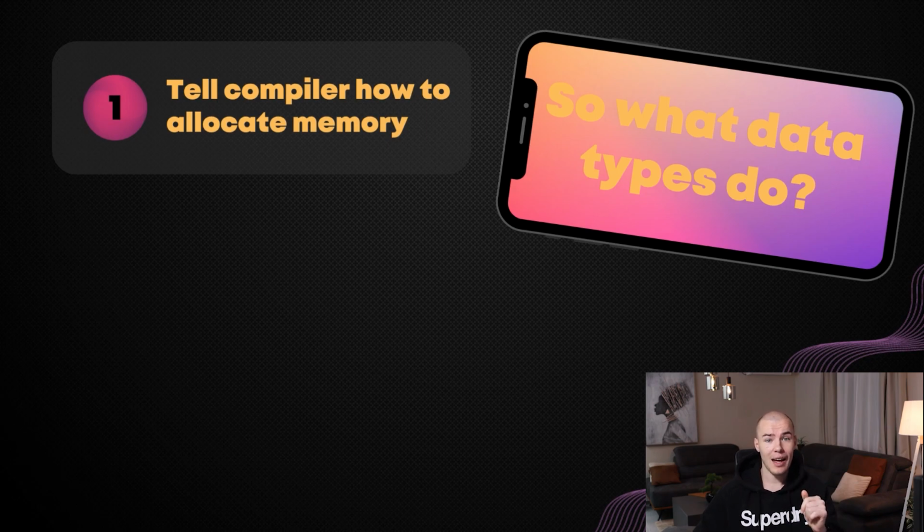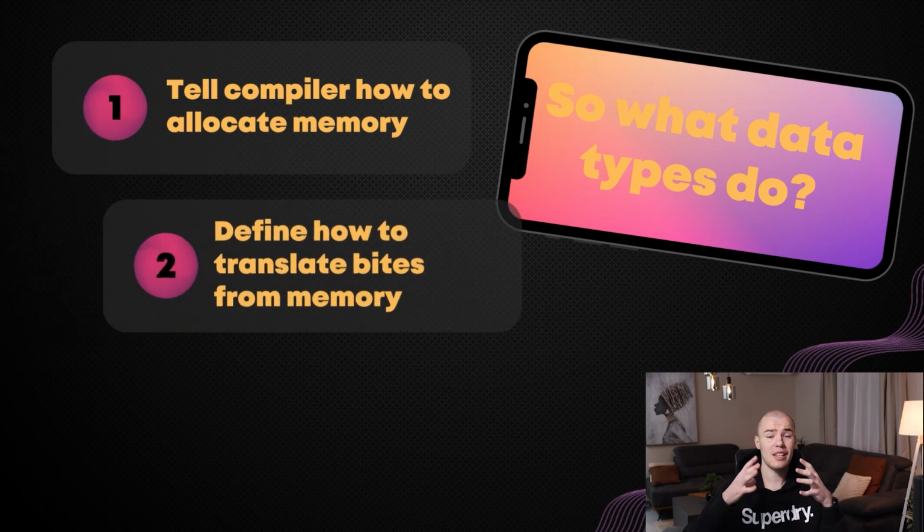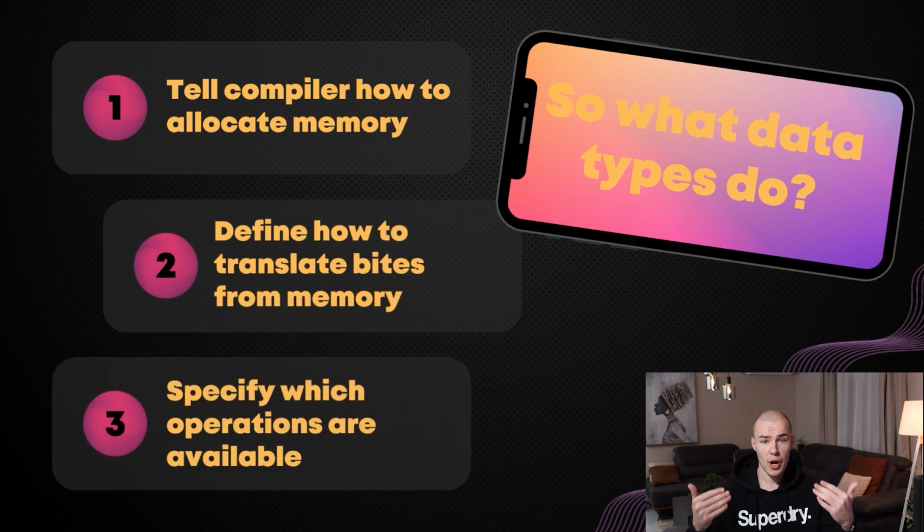Also, data types will allow our compiler to actually know how to translate bits in memory into something that we actually expect to get as a result, and also to translate the stuff that we write in our code and transform it into bits in memory. So basically, it teaches our compiler how to translate stuff from machine language to human readable language, and from human readable language to machine language. And finally, it will tell the compiler what operations are available for specific data types.